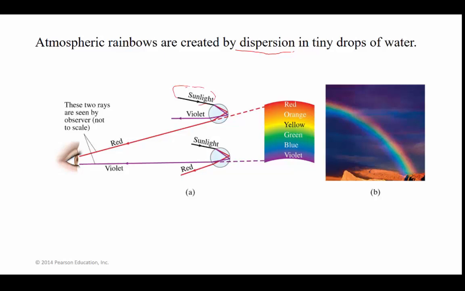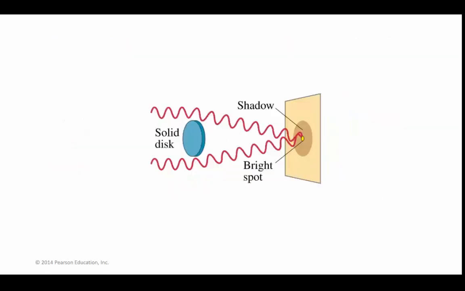Because notice that for the bottom water droplet, the red misses the person's eye, whereas for the top water droplet, it's the violet that misses the person's eye. This is why rainbows are individual. Light will also diffract around a single slit or obstacle.